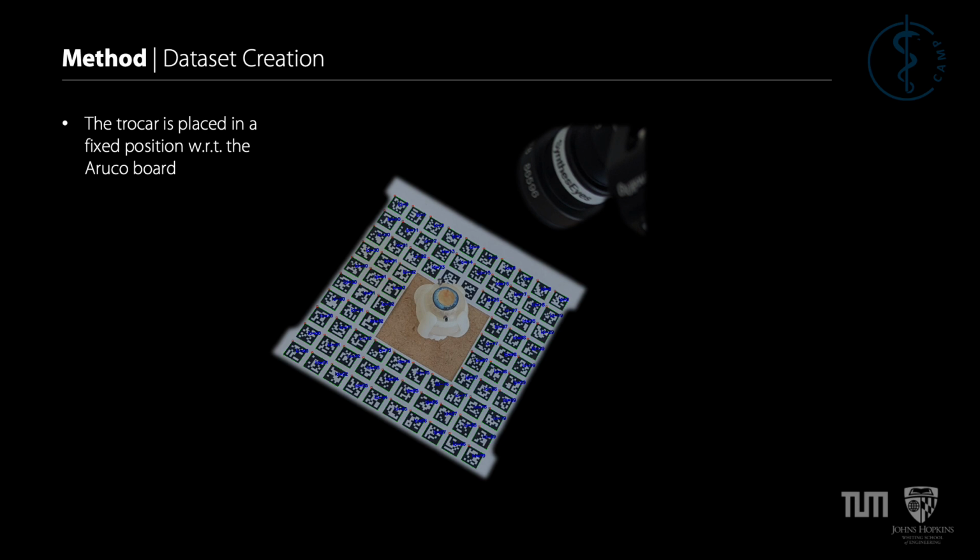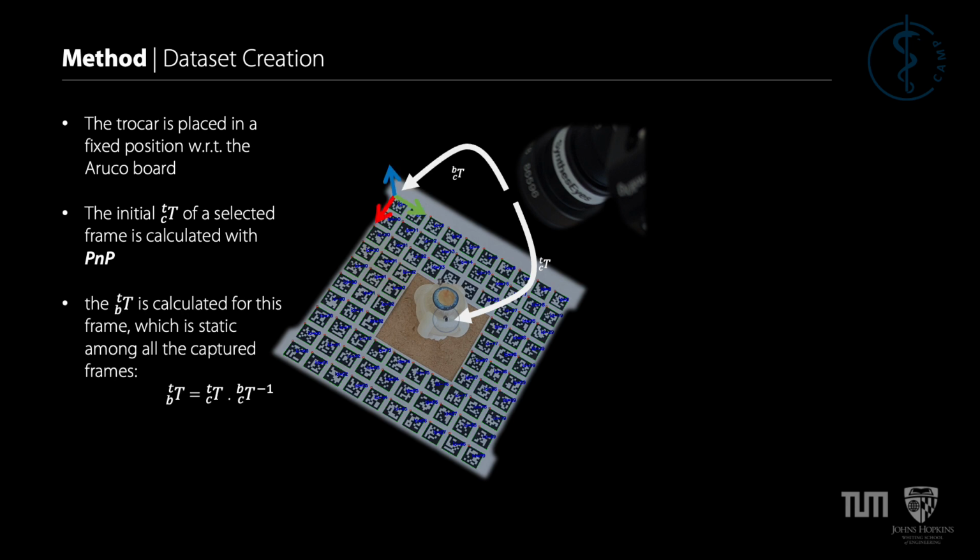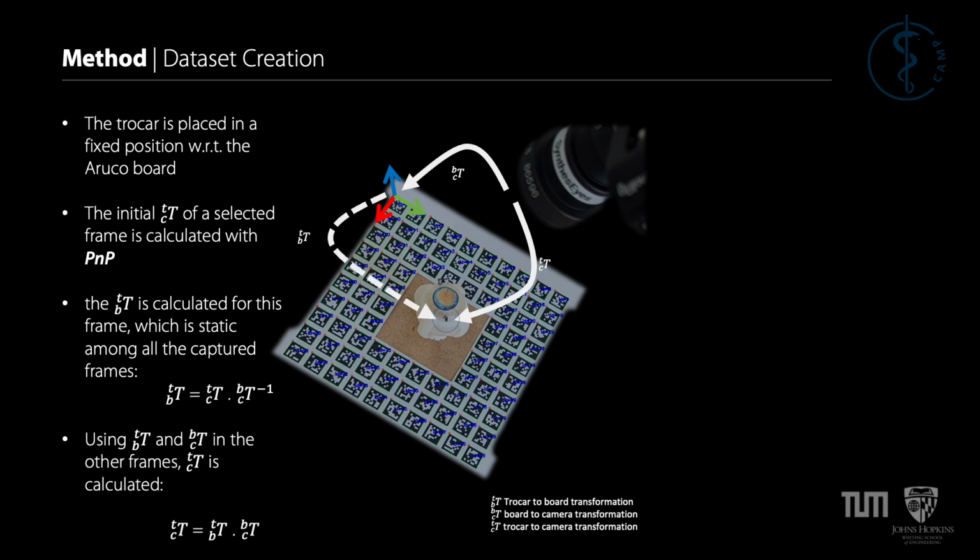We place a trocar on an eye phantom with a fixed position relative to an ArUco board. For one specific frame, we run a PnP algorithm to find the pose of the trocar to the camera. Having the board pose to the camera from the ArUco markers, in this frame the pose between the board and the trocar can be calculated.